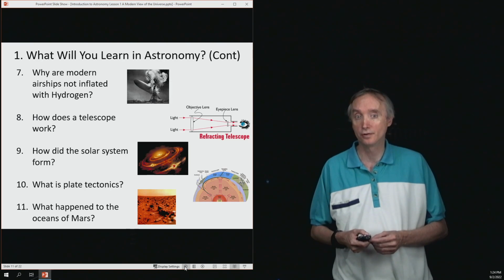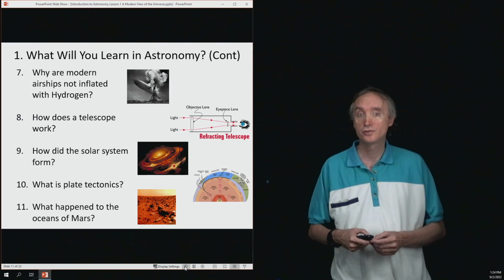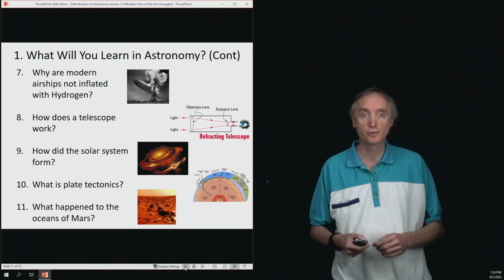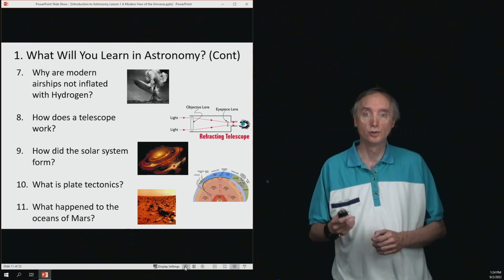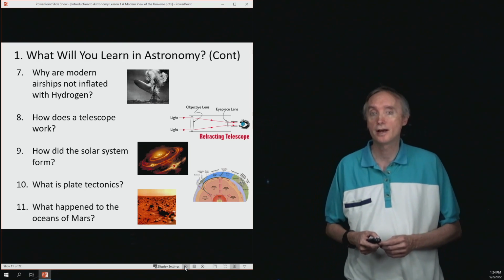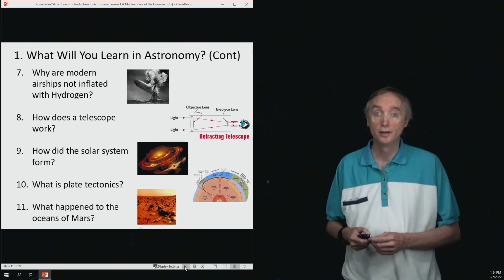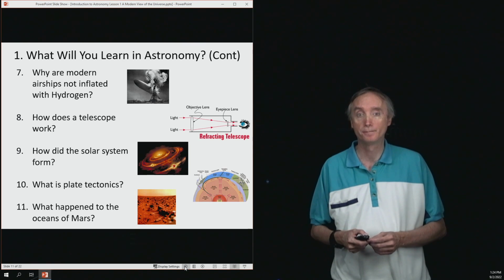In lesson 10, we're going to learn about geology of the Earth, and then we're going to apply it to the geology of the terrestrial planets. So we'll learn what plate tectonics is and how that causes volcanoes and earthquakes and mountain building.